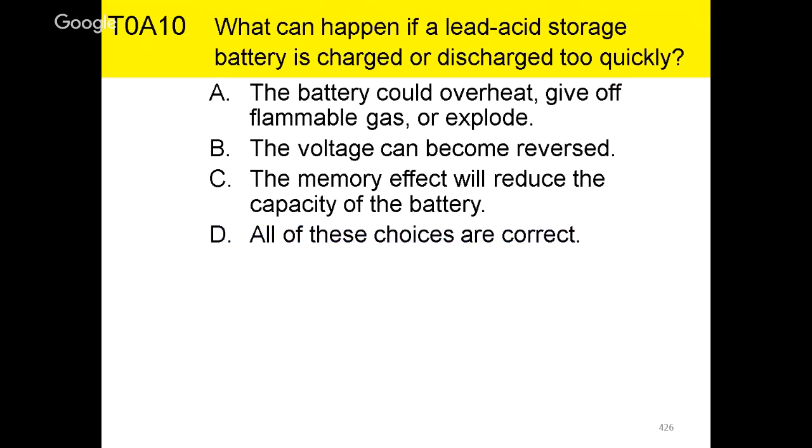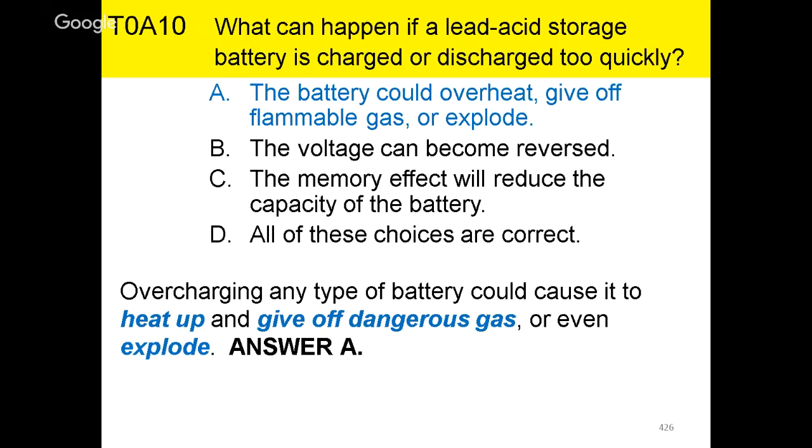What can happen if a lead acid storage battery is charged or discharged too quickly? That is something that can present itself as a hazard as well. Not only can the battery overheat, but it can also give off flammable gas or even possibly explode. So, overcharging any type of battery, these things could result as well.